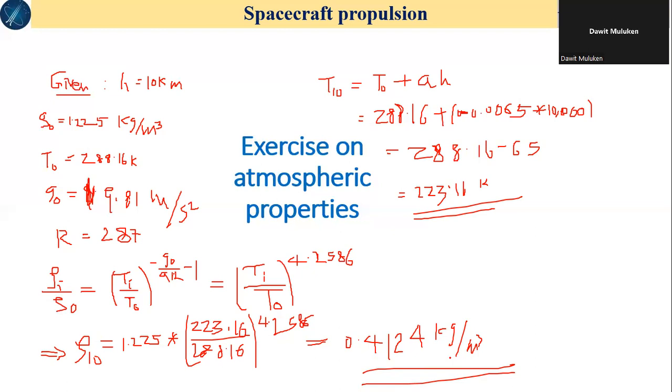Okay, let me just write this question. The ratio of atmospheric pressure at 2 kilometer and at 12 kilometer geopotential altitude. What is the ratio? Find the ratio of atmospheric pressure at 2 kilometer and 12 kilometer geopotential altitude. So find this ratio.